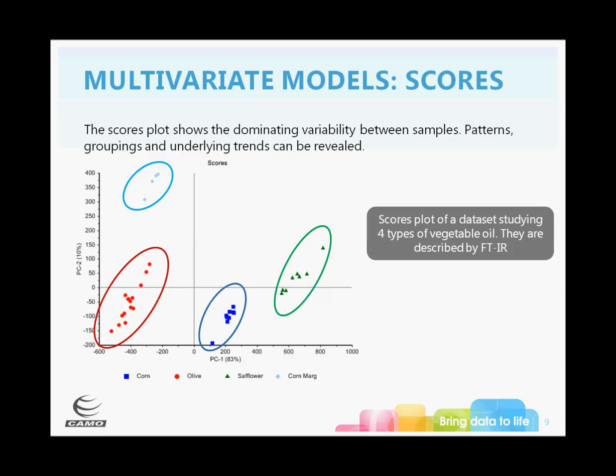This scores plot, for instance, represents a data set studying four types of vegetable oils described by FTIR. Along the first axis, or first principal component, we can see three classes of oils clearly separating, whereas the second component distinguishes the light blue class from the rest.